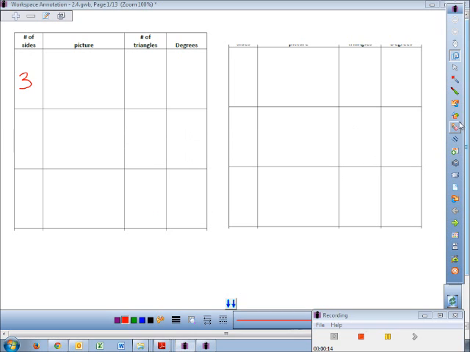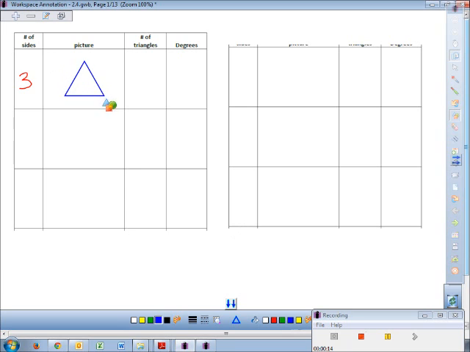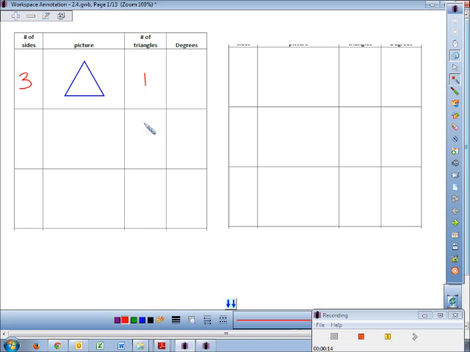So let's draw a nice, neat triangle. That'll fit in there. Doesn't matter which one. Cool. And then the next column is about how many triangles do you see in the picture? One triangle there. And how many degrees possible?